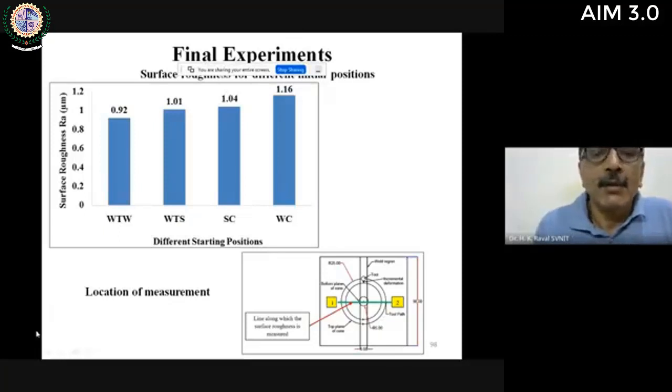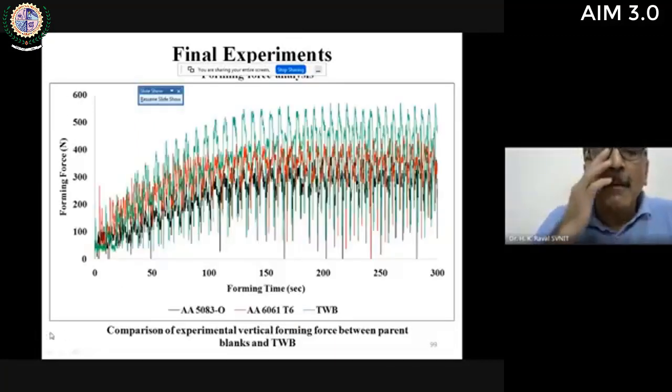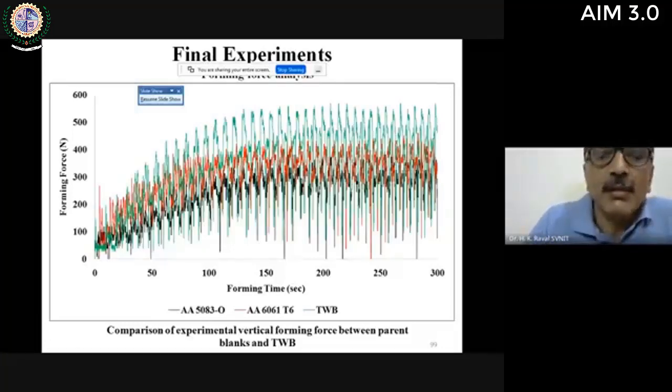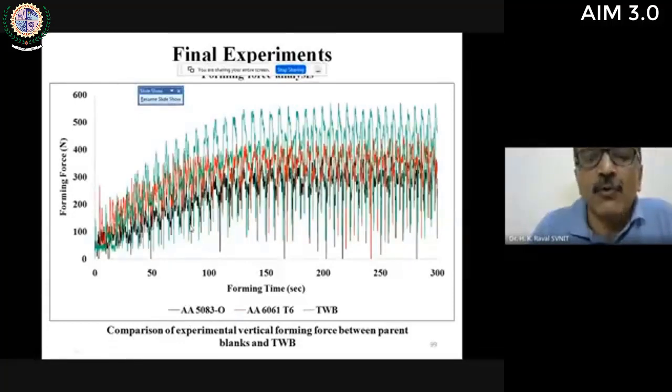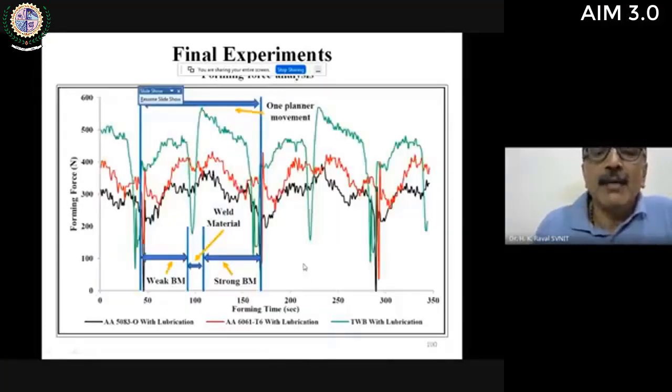So this is the measurement of force done using a dynamometer, and you can notice here that these two base materials experience less force. You can see the black color and orange color are the less force, and green color requires more forming force. Because it is a TWB, it has some welded material in between, hence the material requires more load to deform. So it can be seen here. The force measurement was done at our laboratory, and this is an enlarged portion of this particular figure.